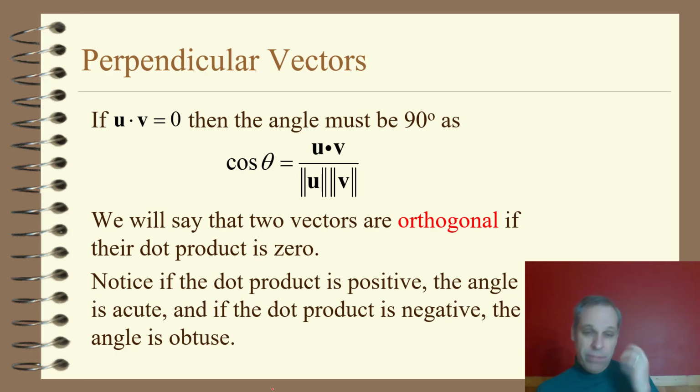Also notice that you can get from this nice little equation that if their dot product is positive, then the cosine of the angle is positive, and therefore the angle must be acute. If the dot product is negative, then that fraction is negative, so the cosine of the angle is negative, which means the angle is obtuse. So we get this nice relationship.